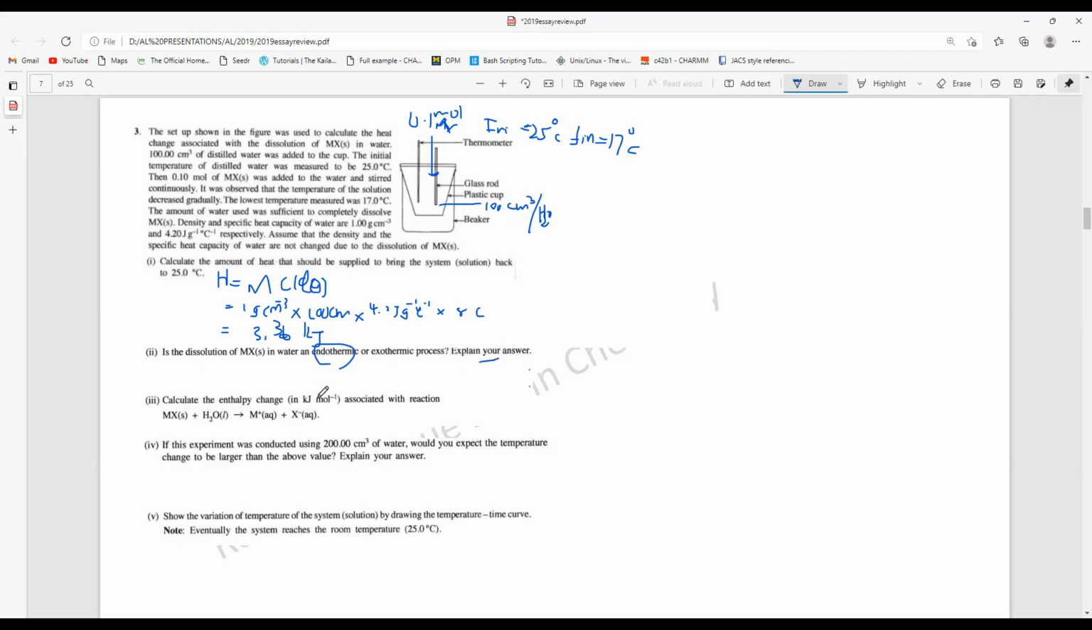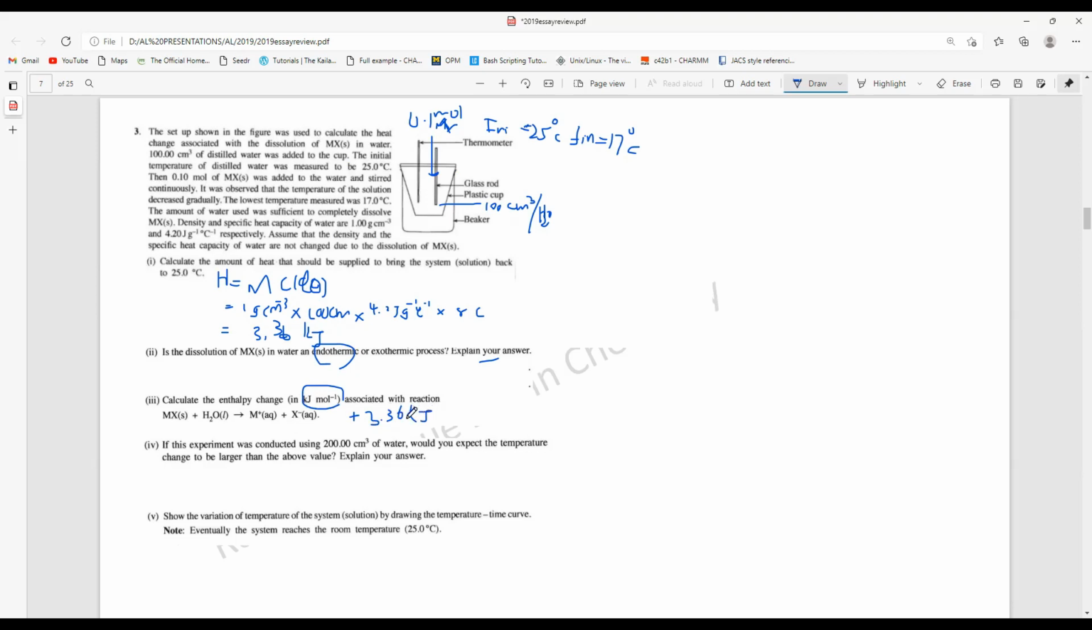Calculate the enthalpy change associated with this reaction. So you know this is endothermic, so the enthalpy change should be a positive value. So how do you calculate the enthalpy? You need to calculate this one in kilojoule per mole. So you know that the energy that is required for this dissolution is 3.36 kilojoule.